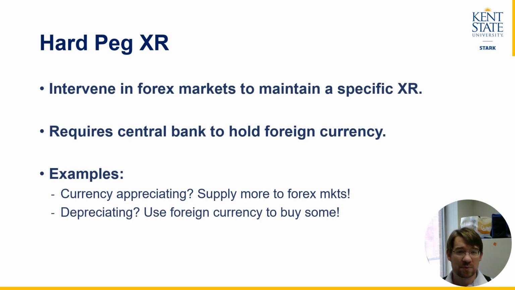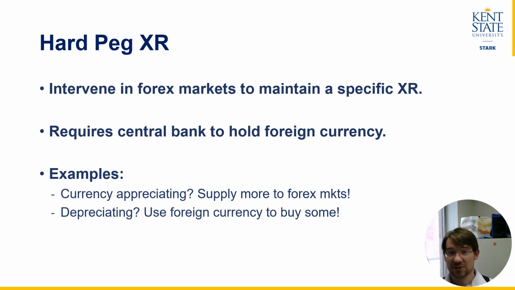A second option would be a hard peg. A hard peg, also called a fixed exchange rate, is where the central bank intervenes in foreign exchange markets to maintain a very specific exchange rate. Some countries do this. One example I can think of is the Bahamian dollar. The Bahamas pegs their dollar one for one with the US dollar.